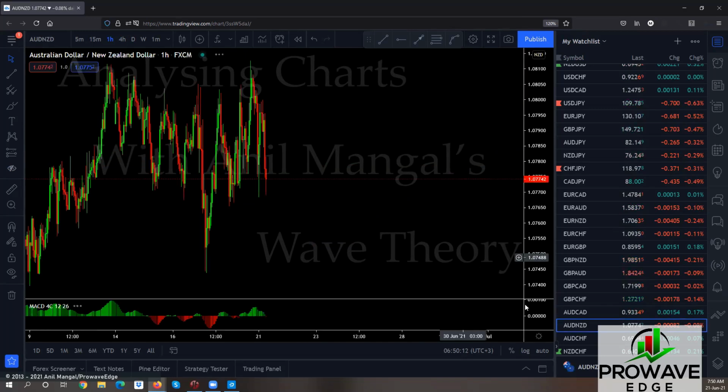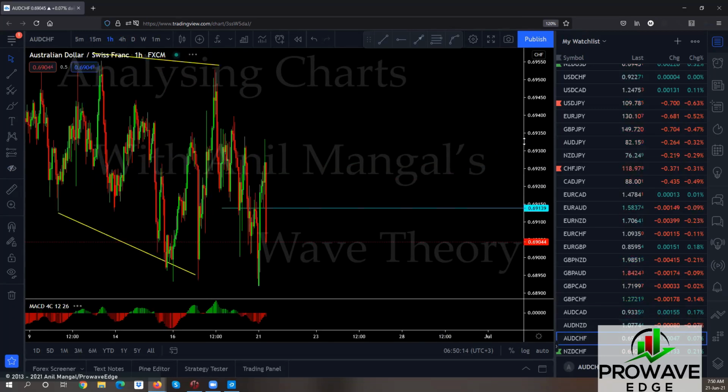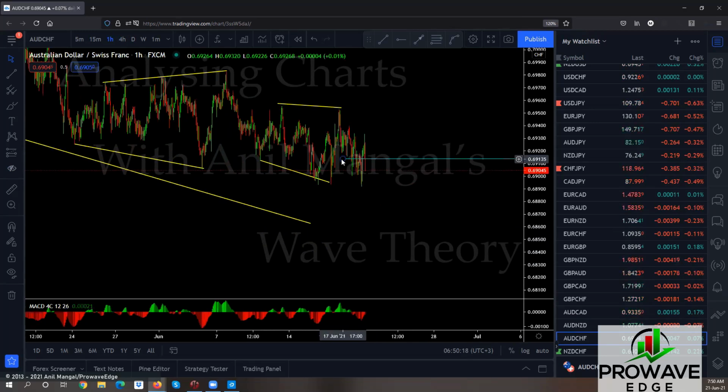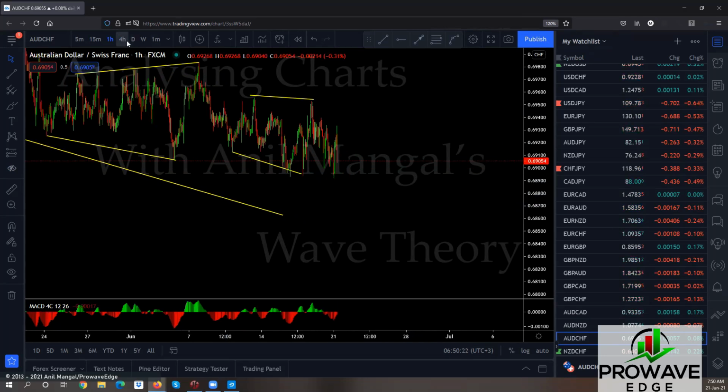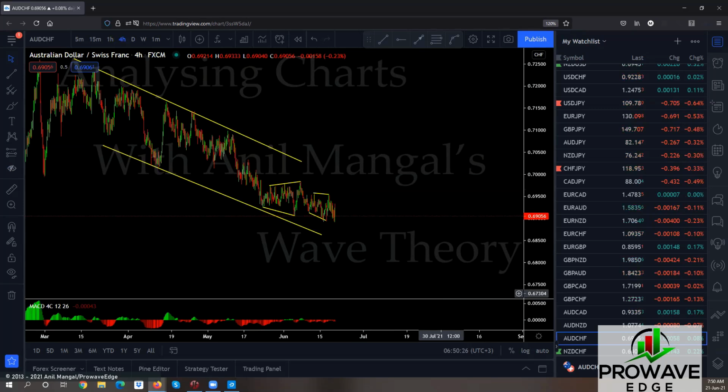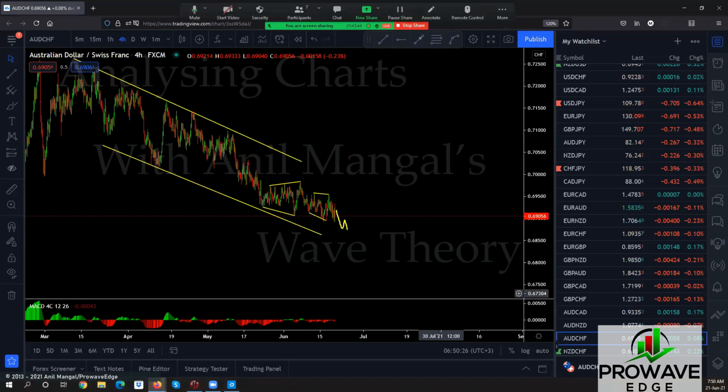Aussie New Zealand, stay away from that. Aussie Swiss, also in the correction. And this was a sell, but that would probably have been a break even because it didn't go anywhere. And it still doesn't look like they're going to go anywhere. We're coming down in this thing, and we're probably coming down very slow. So I wouldn't be surprised if they break the low again.